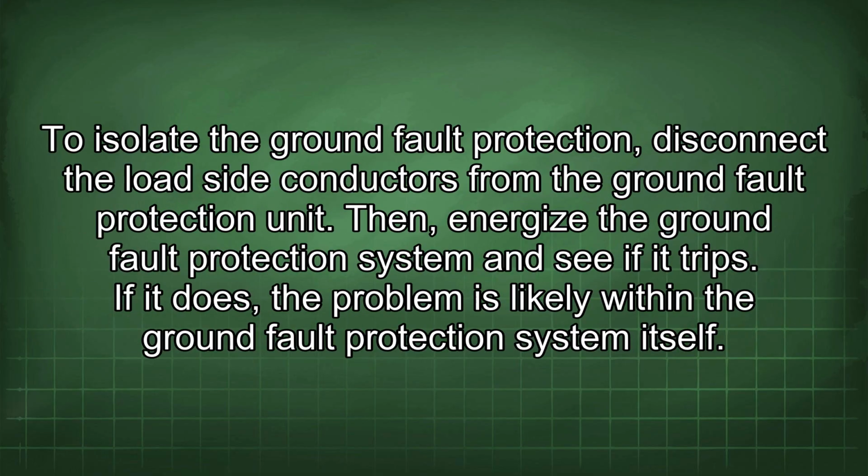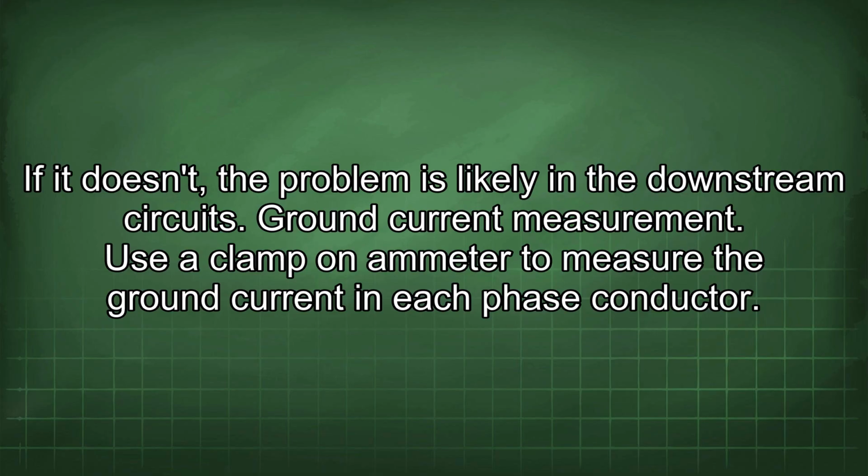To isolate the ground fault protection, disconnect the load side conductors from the ground fault protection unit. Then energize the ground fault protection system and see if it trips. If it does, the problem is likely within the ground fault protection system itself. If it doesn't, the problem is likely in the downstream circuits.